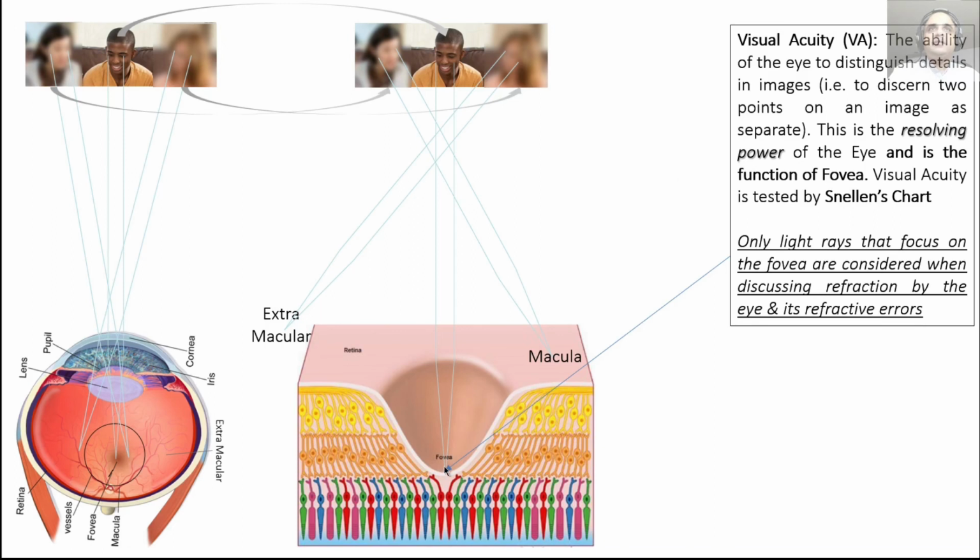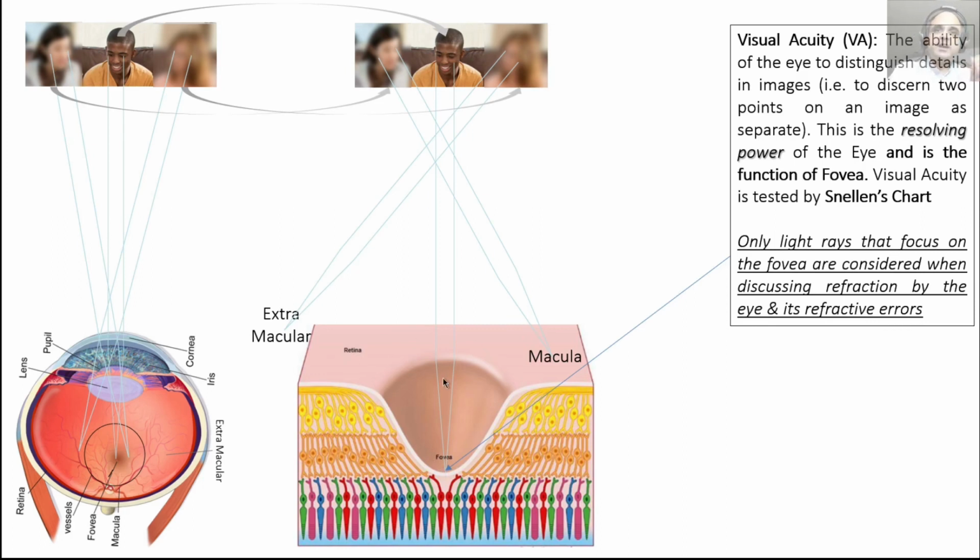So this bit right here is tested by doing visual acuity, and one of those methods is Snellen's chart or Snellen's visual acuity. And when we talk about refractive errors, which we're going to talk about in a bit, we are only considering light rays that focus on the fovea. Obviously, light rays focus everywhere, but if they're focusing on the fovea, they're going to focus everywhere on the retina.